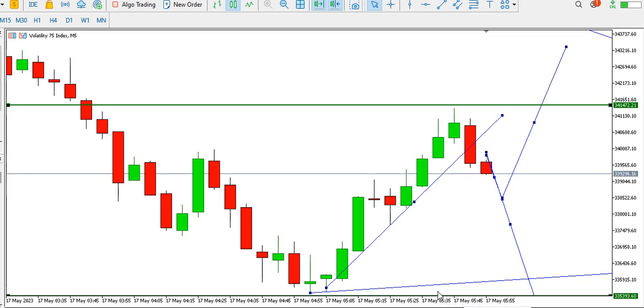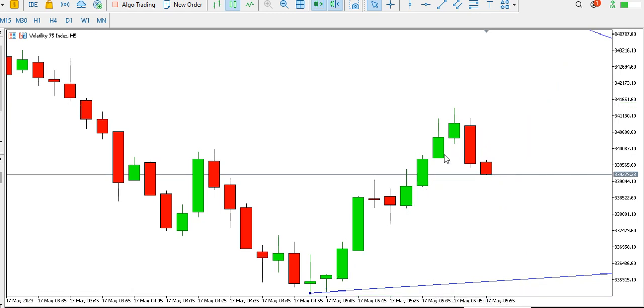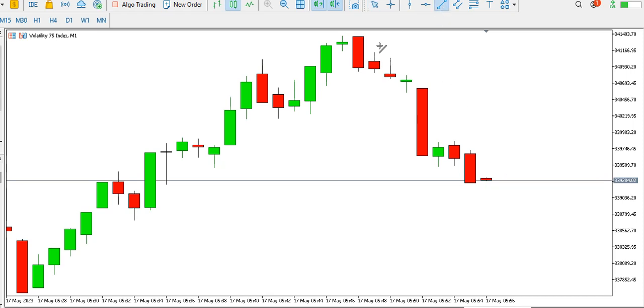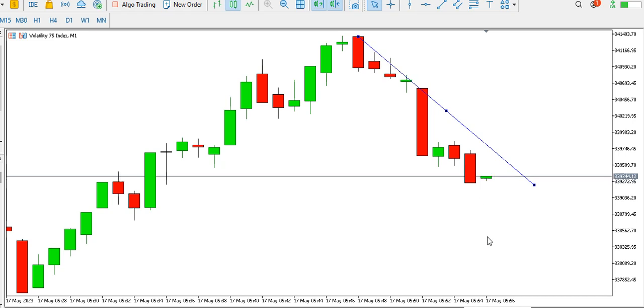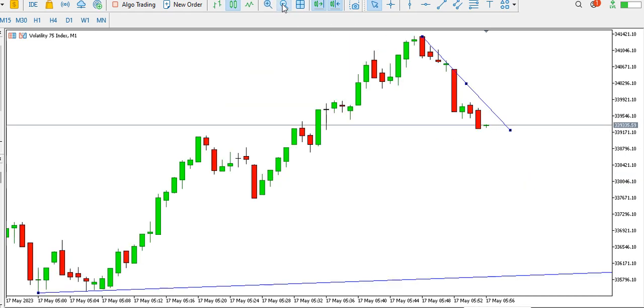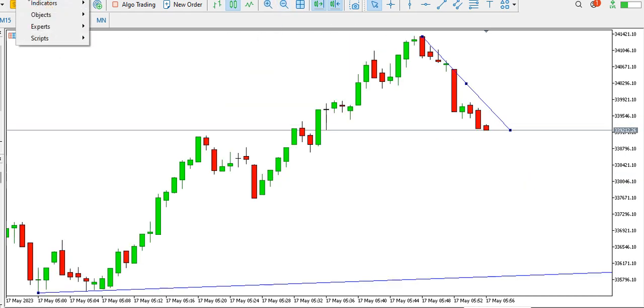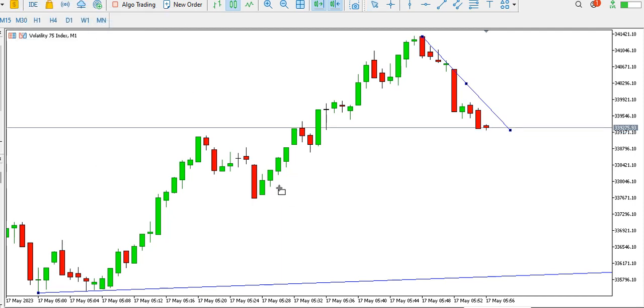All right, so that's that. If you want to trade, just look for selling opportunities on V75 Index for now. On the daily time frame, you can see the sellers are back and they are active and pushing. Sellers are pushing price downwards.